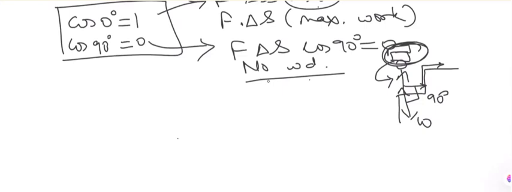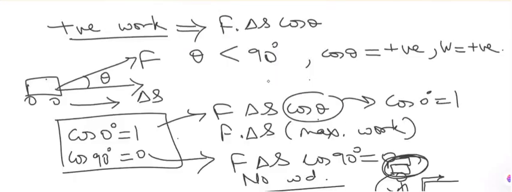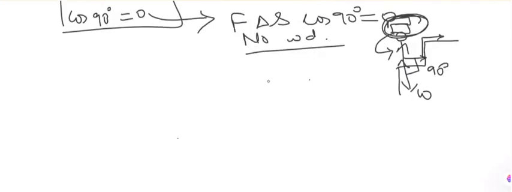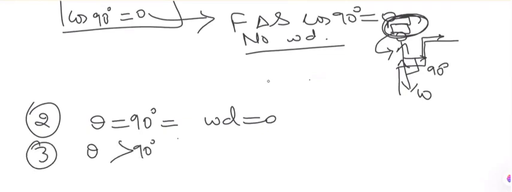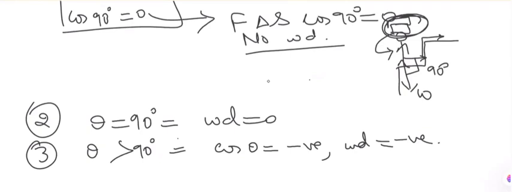So I told you the first term, when do we have the positive work done? Now let's come to the second pointer. I had told that when theta equals 90 degree, your work done will become 0. Third pointer is when your theta is greater than 90 degree, your cos theta is negative and hence your work done will also be negative.